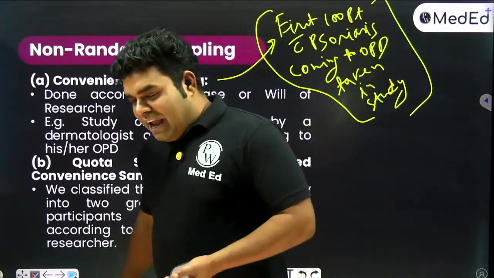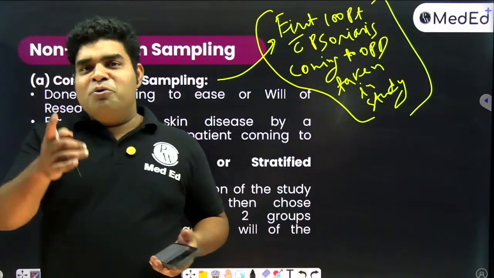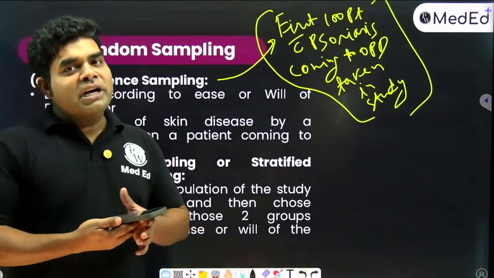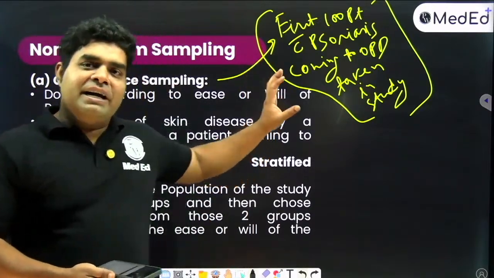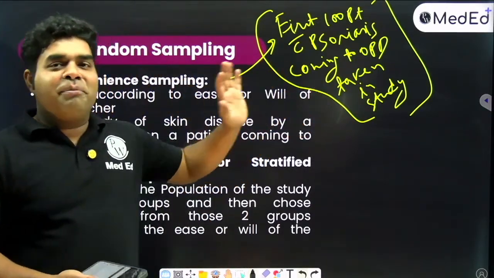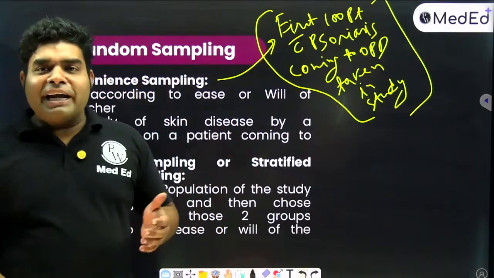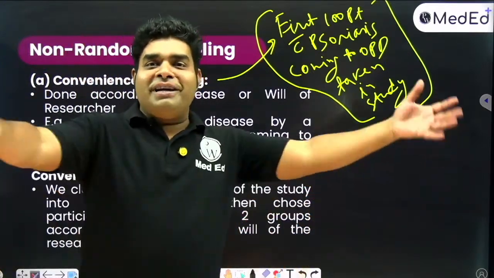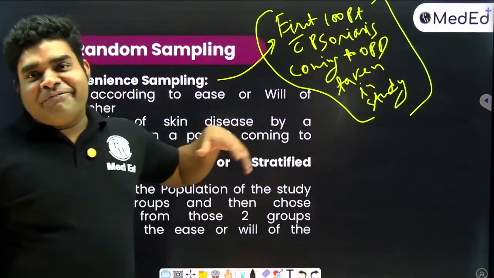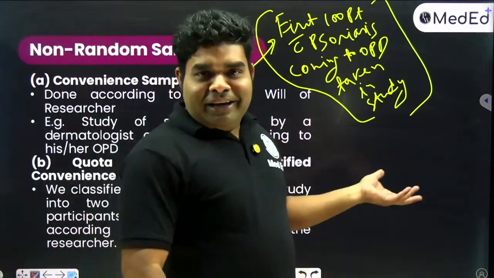And all of you who will take a clinical branch, most of you in your PG, you will do a study, and the study will be done by convenience sampling only, because you have not taken PSM. You cannot roam around and do a study among villagers. So mostly clinicians do convenience sampling.